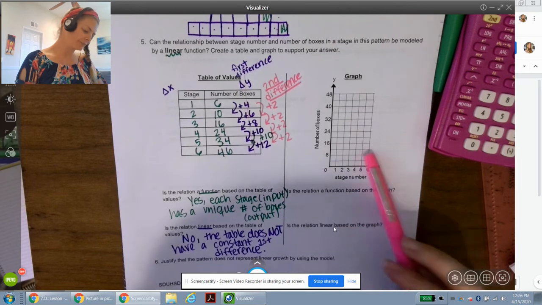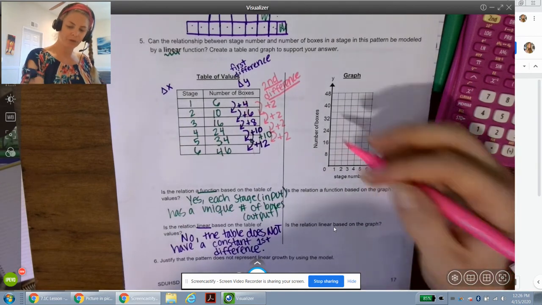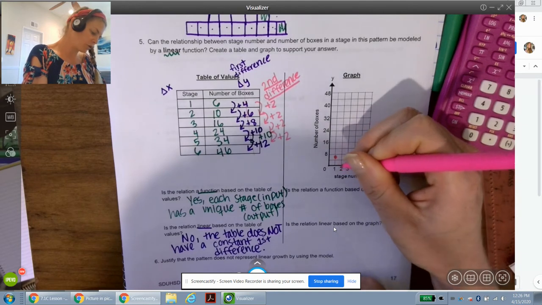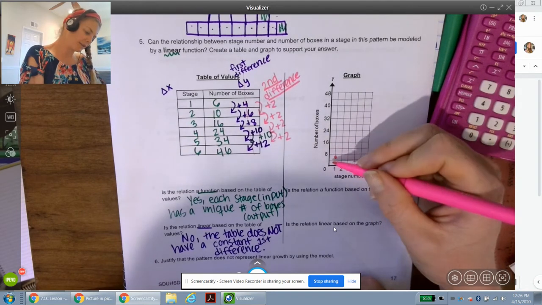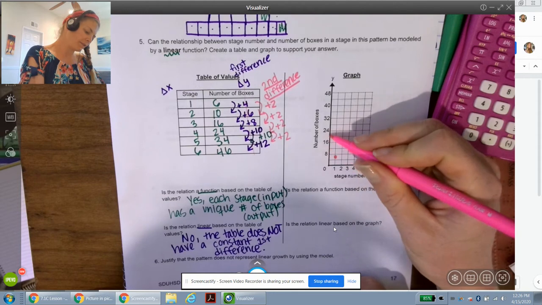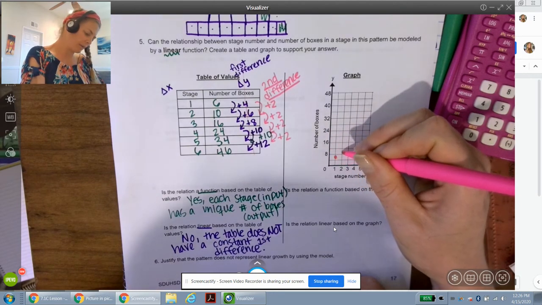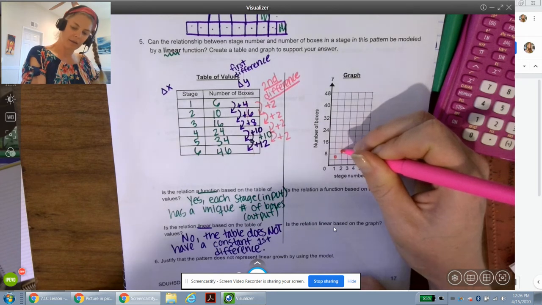So let's take a look at this graph. So at 1, we have 6, about there. 2, we have 10. Notice this goes 4, 8. So these are going by 4. So if I only wanted to go up 2, I'm only going to go up there.